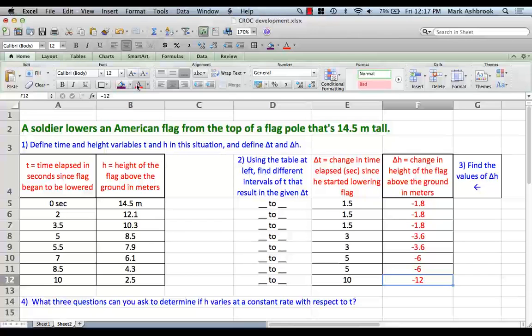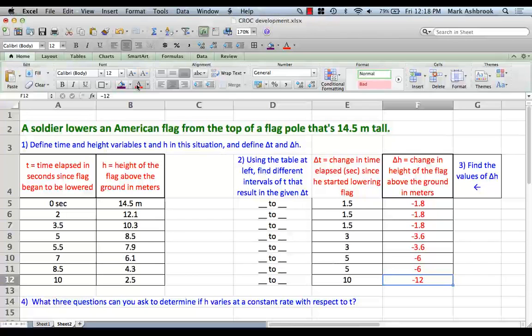But if we wanted to look at this table and quickly say, is this constant rate of change or not? What idea did we talk about? Equal changes in t result in constant changes in h. Okay. So you're saying do equal changes in t result in consistent changes in h? Do they? Yeah, because every time 1.5 seconds goes by, according to our data, what happens? The flag does what?